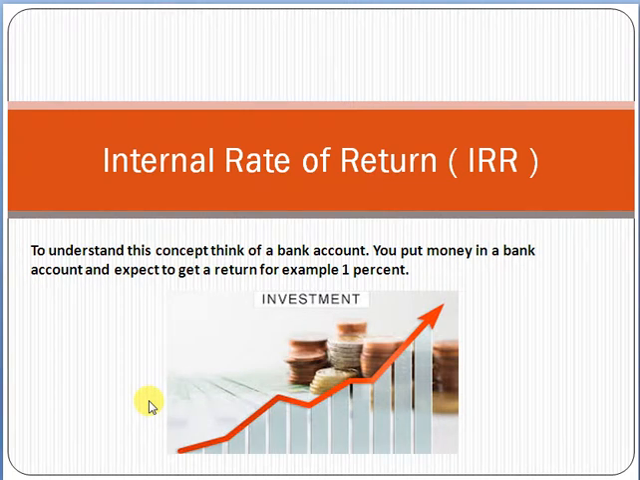Today we will discuss the topic internal rate of return. Friends, this is basically a topic to select a project. Whenever we study PMP or the Project Management Body of Knowledge, there is a method defined as internal rate of return. IRR is the short form. What is internal rate of return and what is the purpose of IRR?